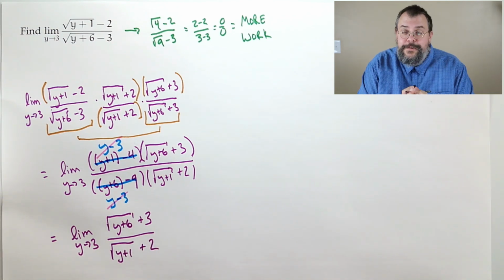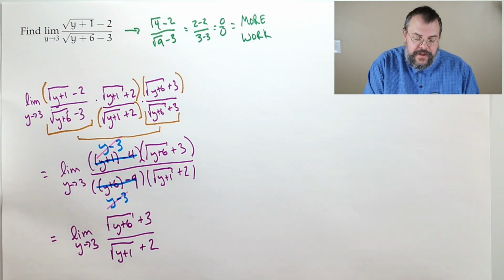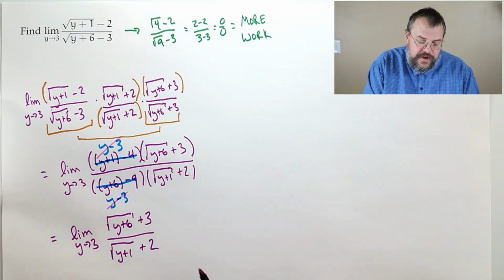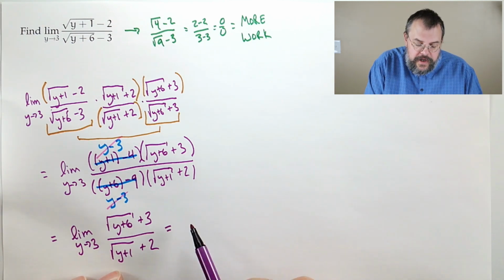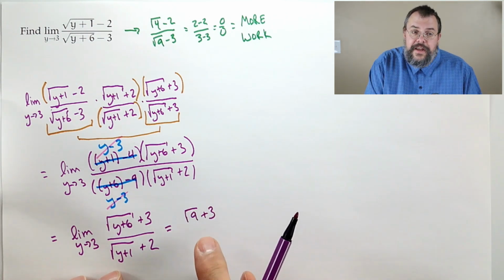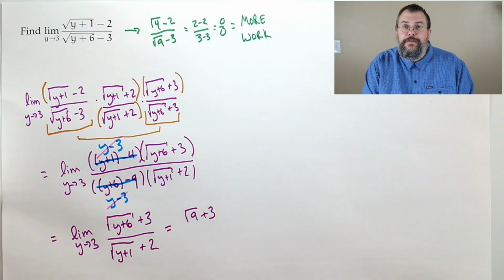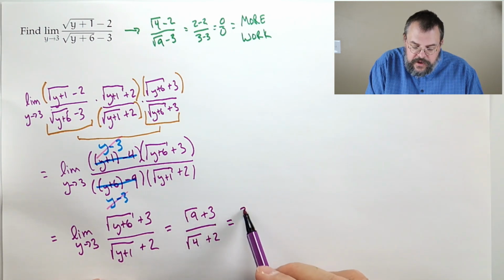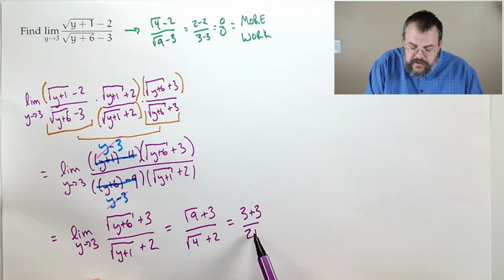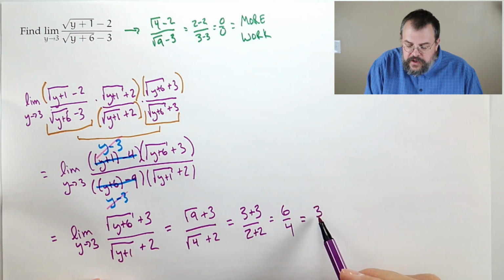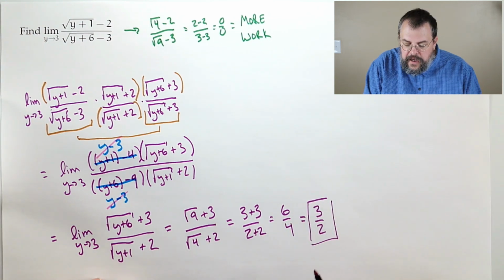Now, let's see what happens when we plug in 3. If we plug in 3 and we get a number, that's it. That's the number. So upstairs, we're going to have square root of 9 plus 3. Now, this is promising. As long as it's not 0, then we're done. Downstairs, what do we get? Square root of 4 plus 2. Or, if you like, that's 3 plus 3 over 2 plus 2, which is 6 over 4, or really 3 over 2. 3 halves.